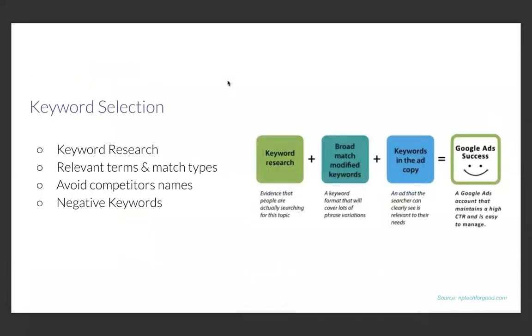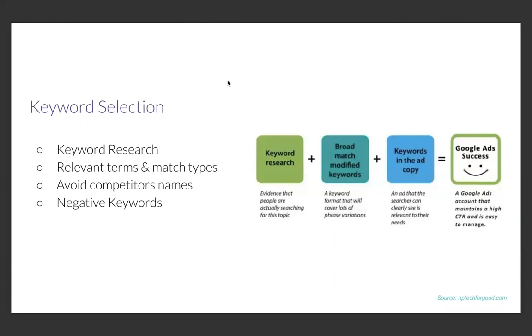When it comes to keyword selection, there's a couple different things to keep in mind. You obviously have to do your keyword research. There's different tools you can use to do that. Google has the Google AdWords Planner, so you can type in one keyword that you think is relevant to your organization, and it'll give you 1,000 other ideas. And of course, you pick and choose which ones are relevant to your campaign and to your ad group.